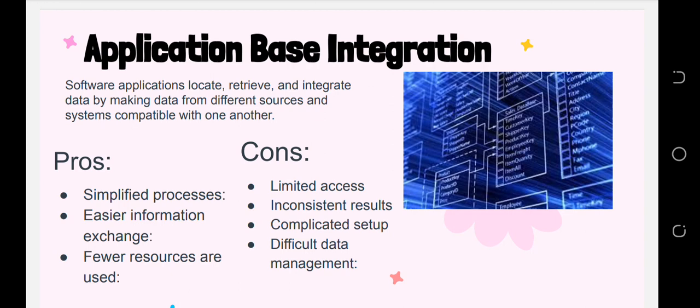So, application-based integration: in this approach, software applications do all the work. They locate, retrieve, clean, and integrate data from disparate sources. This compatibility makes it easy for data to move from one source to another. Sometimes this approach is called enterprise application integration because it's common in enterprises working in hybrid cloud environments. These businesses need to work with multiple data sources on premises and in the cloud. This approach optimizes data and workflows between these environments.